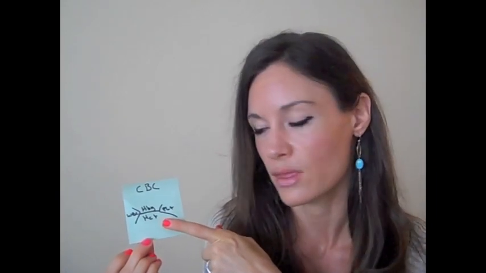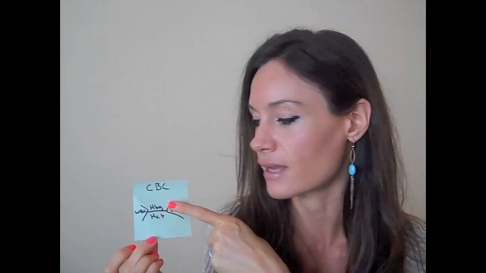And then you have the CBC. So a lot of times what you will see is a low H&H, which means a low hemoglobin and hematocrit. The hemoglobin is the number on the top and the hematocrit is the number on the bottom. So usually what they look at is the top number, and if it's lower than 9, many times physicians will order a transfusion. In some places it's lower than 8. It really just depends on your facility.